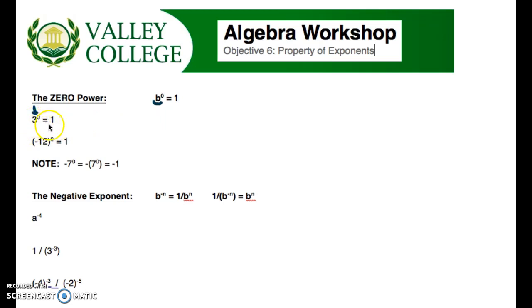3 to the 0 is 1. Negative 12 to the 0 is 1. You could have a symbol like pi, and pi to the 0 is still the number 1. Something you might want to watch out for is if you have a negative number to the zero power, be careful there, because the order of operations says first you're going to do 7 to the 0 power, and that is 1. Then you're going to make it negative, so your final answer will be a negative 1. So just be careful with your order of operations there.